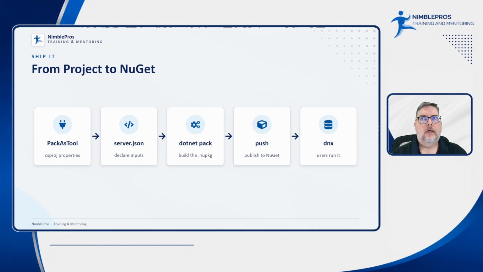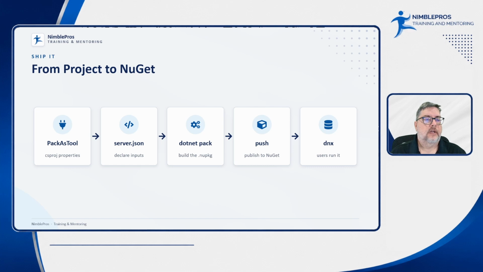So let's say you create an MCP tool that you want to be available either internally as a NuGet package, or make available to the public. Maybe you create something that interfaces to something external, and you find it really useful, and you want to make it available for other people. Well, you can pack that up as a NuGet package, and then publish it out that way, the same as you would any other NuGet package.